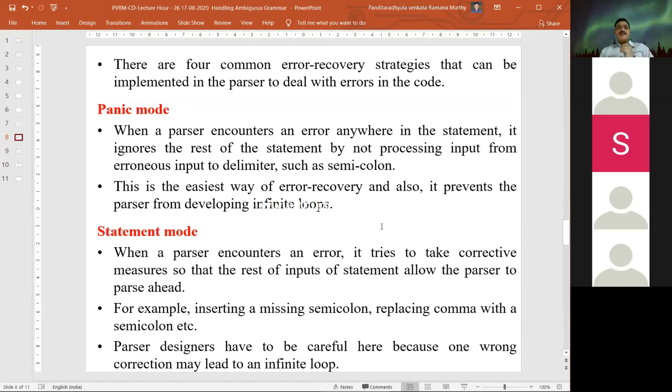Also, after rectifying the first error, we can go for the second error, and it prevents the parser from developing infinite loops. Okay, it prevents the parser from developing infinite loops.